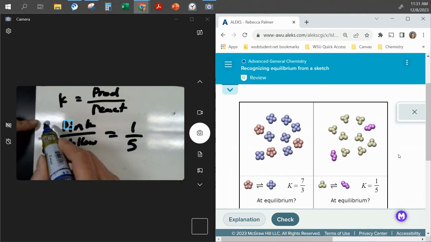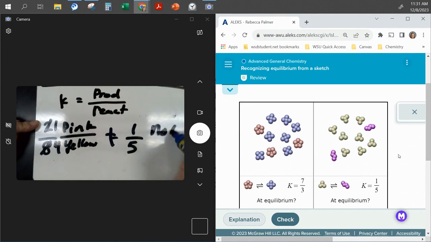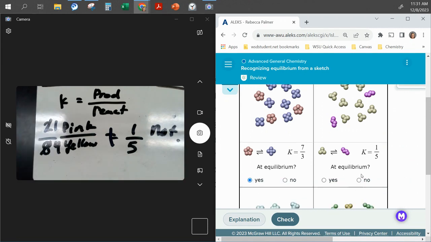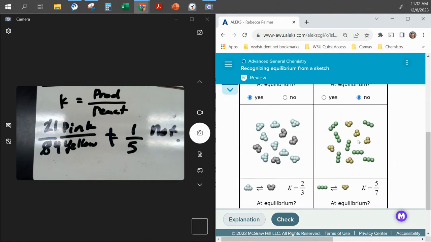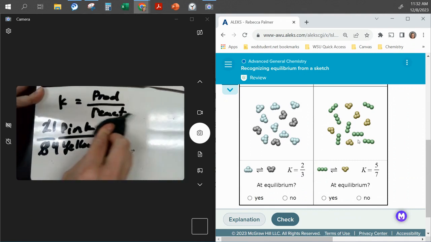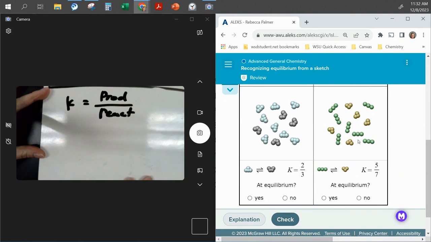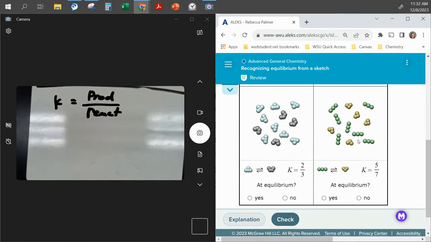So this simplifies to 1 over 4. So is this equal? That's not equal, so it's not at equilibrium. So then I just put no. So it's not too bad. You just have to remember a few key things. So products go on top, reactants on the bottom, and then just see if your ratio matches the equilibrium constant.